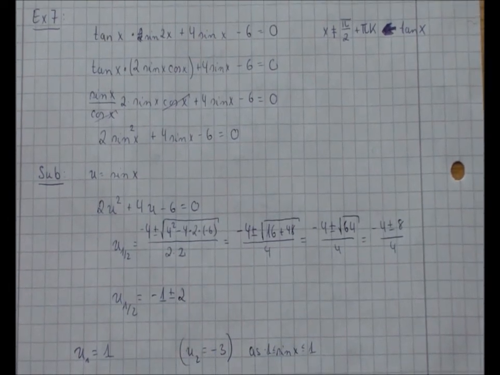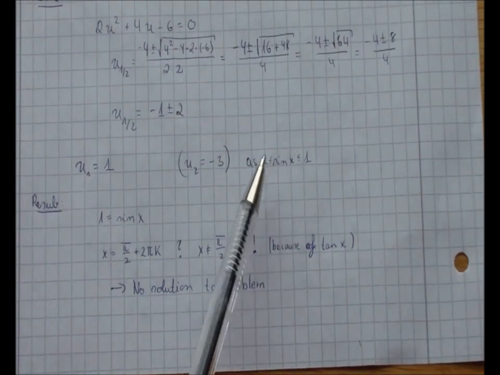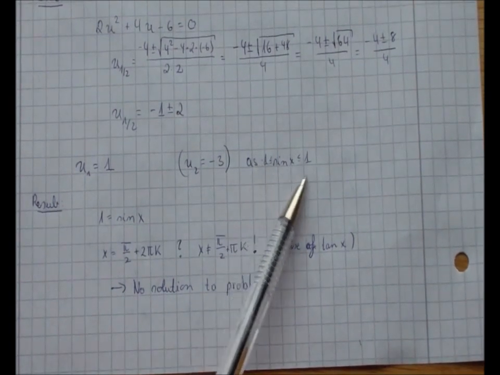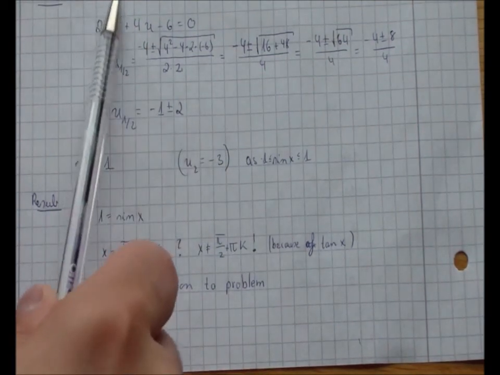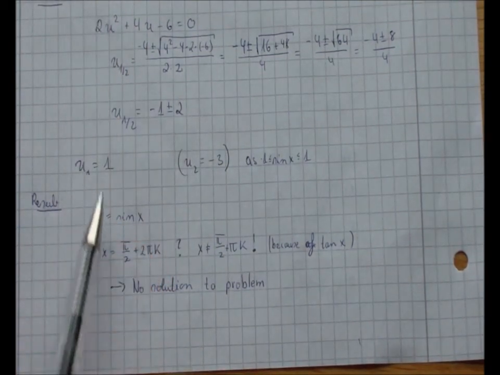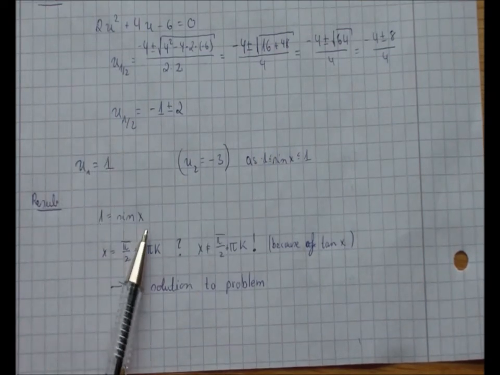Now I put that into brackets. Why did I put it into brackets? Because your sinus function is always between the values minus 1 and plus 1, so this can never be achieved. So I had a look at this. Now the only valid solution is then 1, and 1 is equal to sinus x.